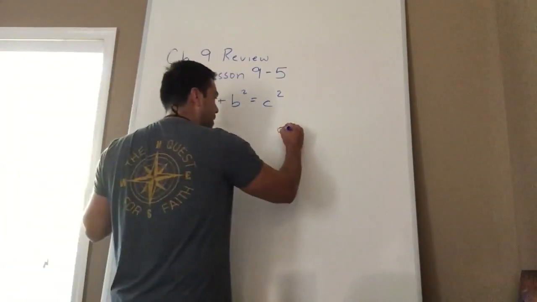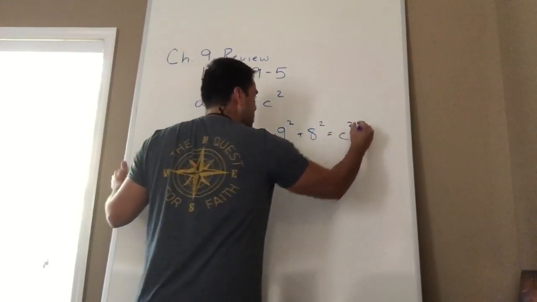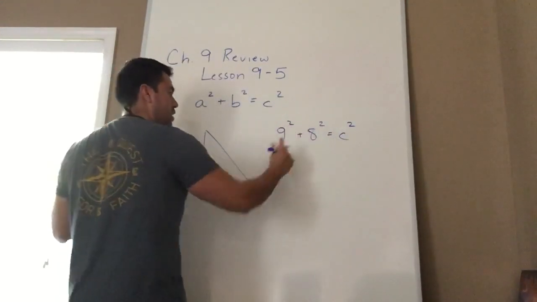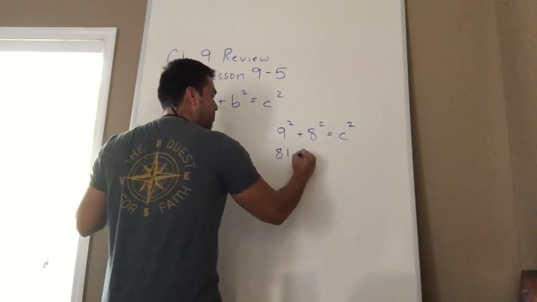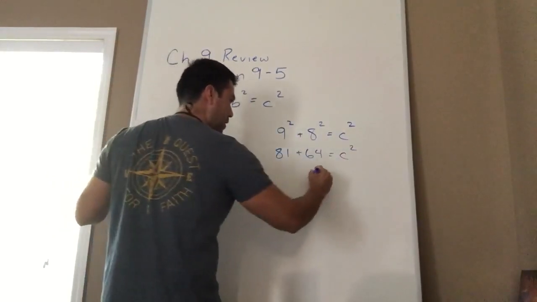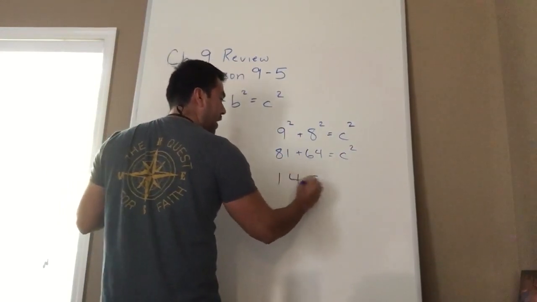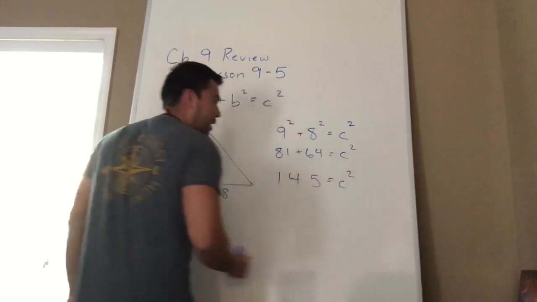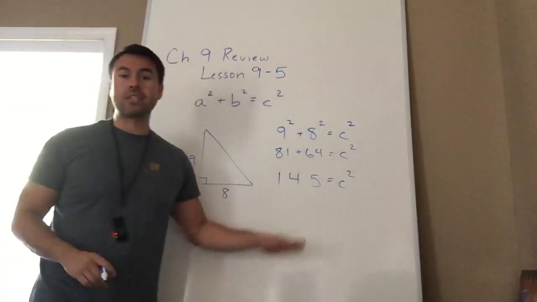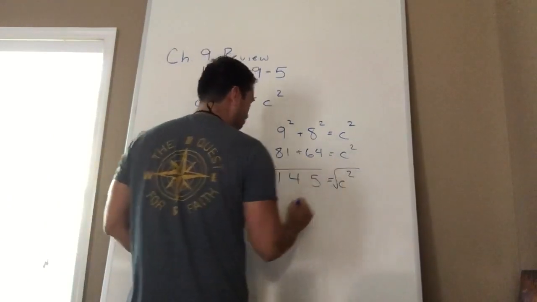So I'm going to set up 9 squared plus 8 squared equals c squared. So I know I'm looking for a hypotenuse. So that's 81 plus 64 equals c squared. I have 145 equals c squared. So that's not my answer. It's not going to be 145. It's going to be the square root of 145.